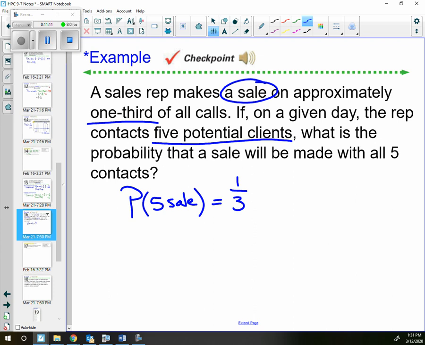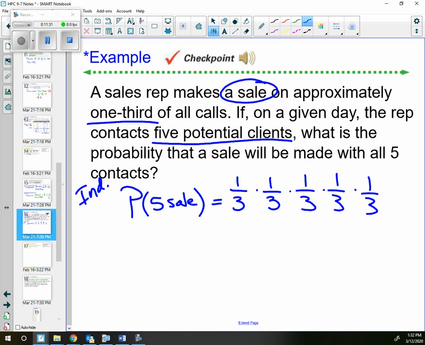I mean, if he makes a sale or not, it's going to be the same one way or the other. So it would be a 1 out of 3 on the next one. And it's going to be a 1 out of 3 on the next one. So all 5 of those calls is equally likely. It's a 1 out of 3 chance for each one because whatever he does on the first call doesn't affect the next one. So this would be considered an independent event.